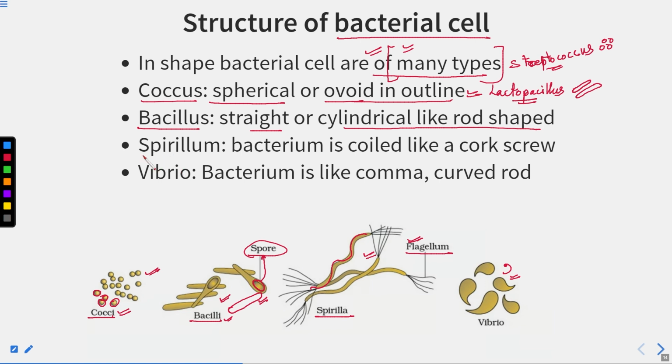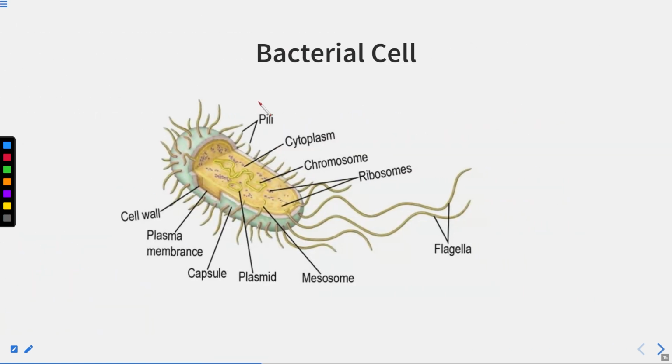Okay, spirillum, the bacterium is coiled like a corkscrew, so spirillum, right? Vibrio, the bacterium is like a comma or curved rod, like Vibrio cholerae, right? So this is some of the structure. You can see there are different cellular shapes of the bacteria, and according to their shape they got their name also. Okay, here we can see a normal bacterial cell.